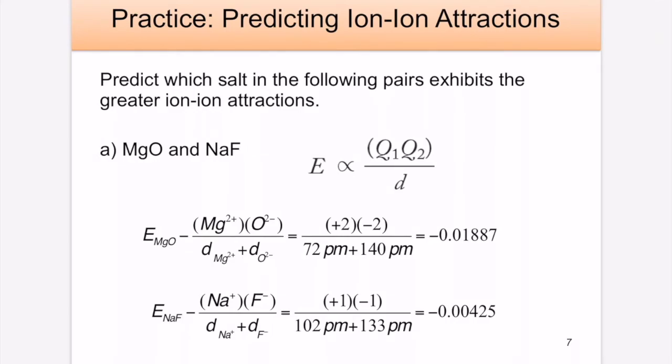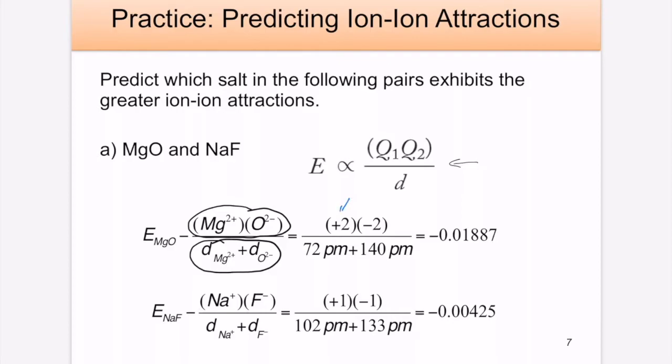Okay, so we'll start off with A. We have our equation, right? Q on top is the charges, D is the distance. For the distance between the ions, you just add up the radius of each of the ions involved. So for example, we have our calculation for magnesium oxide. We have magnesium 2 plus and oxygen 2 minus on the top of the equation, and on the bottom the distance between the two ions, represented by the radius of magnesium plus the radius of the oxygen.